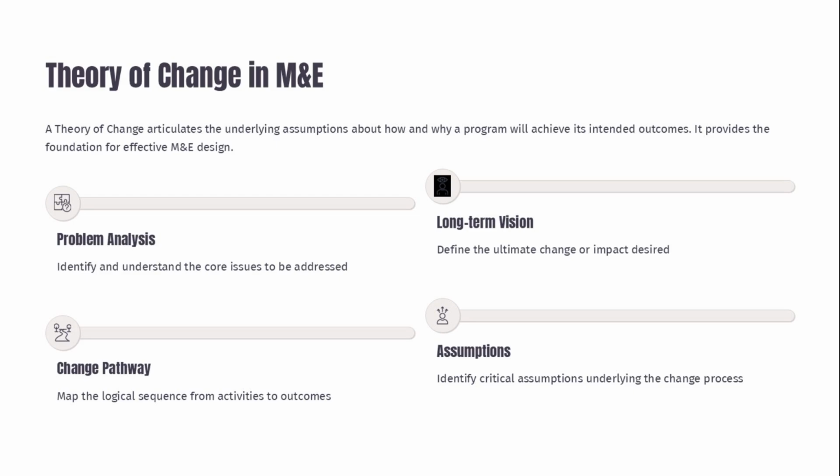A theory of change articulates the underlying assumptions about how and why a program will achieve its intended outcomes. It provides the foundation for effective M&E design by identifying problem analysis, defining long-term vision, mapping change pathways, and understanding critical assumptions.